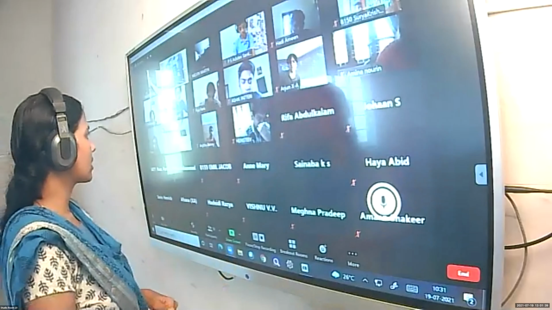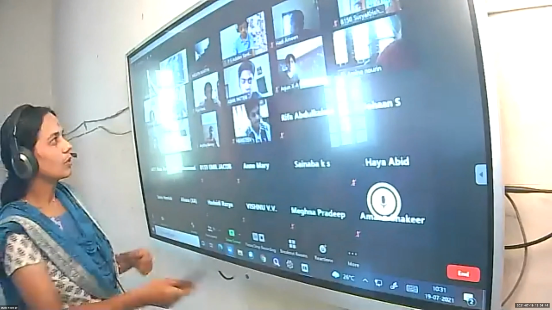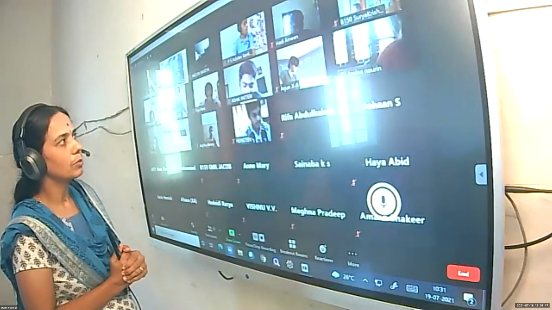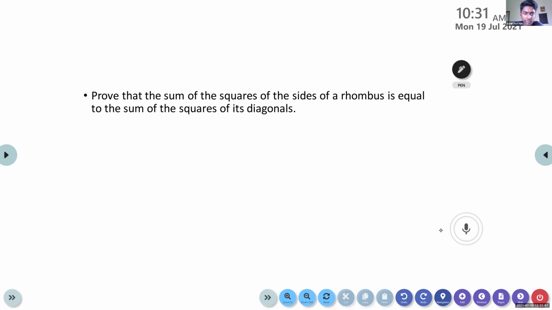So in which quadrilateral will you get this? In this question, what is given? What is the question? Prove that. Rhombus. Yes, it is a rhombus. Prove that the sum of the squares of the sides of a rhombus. For a rhombus, there are 4 sides. When we square and add the 4 sides, it is equal to the sum of the squares of the diagonals.